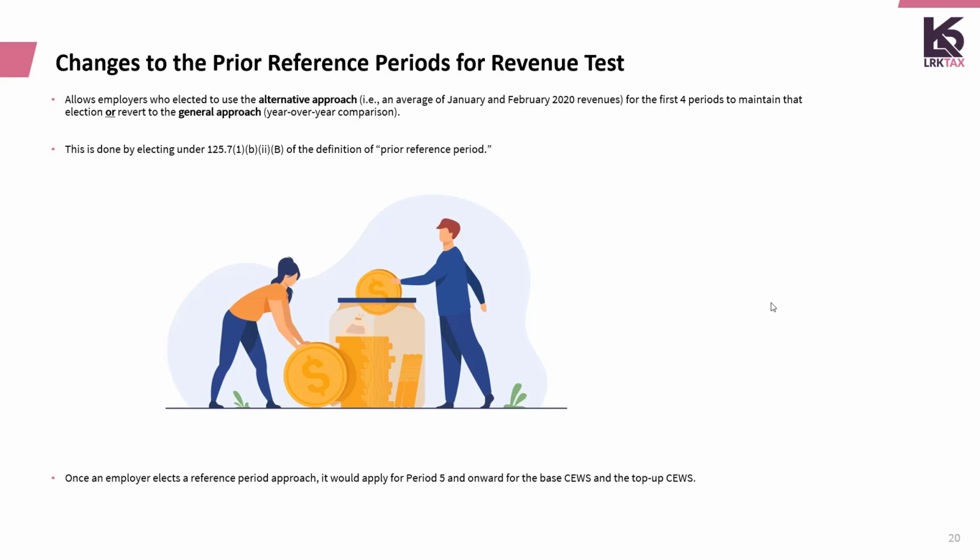But for period 5, you can now choose again to take either the general approach, which is the year over year, or the alternative approach, which is to compare the specific 2020 month to the January and February 2020 average revenue to compute your revenue decline. Just like the first CEWS, once you've picked a particular methodology for period 5, you're locked in, so you can't flip-flop. So basically, this particular rule just allows you kind of reset. It gives you another choice for period 5 again.